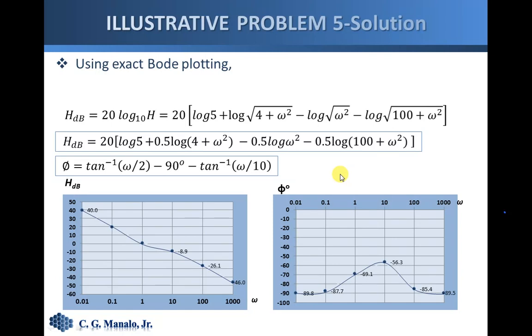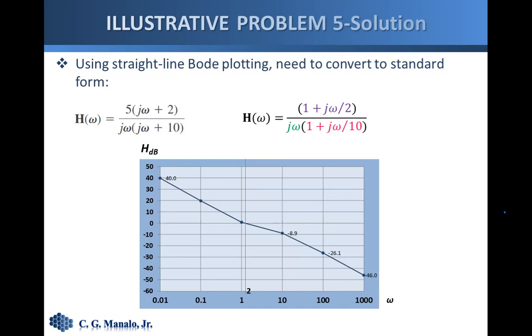Now let's superimpose the straight line Bode plots. Okay, for the magnitude, first we need to convert this transfer function into its standard form. And we notice that there are three factors. We have a simple zero, we have a pole at the origin represented by 1 over j omega, and a simple pole. Okay, so we need to plot the straight line Bode plots of these three factors.